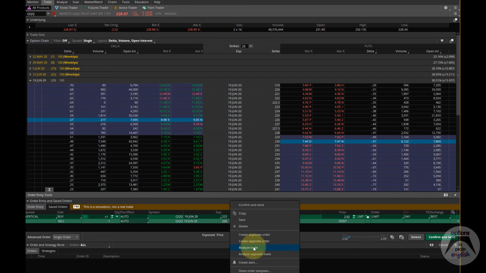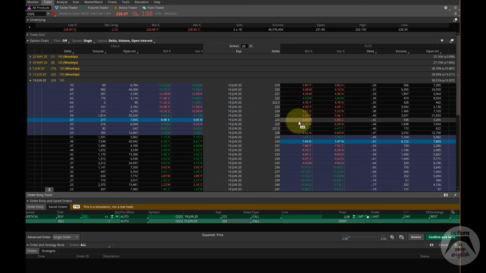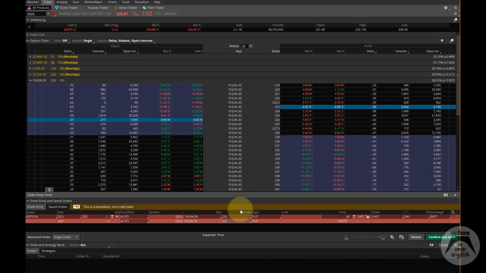Okay, and I'm going to be putting this aside for a while. I'm going to be doing the same trade, which is going to be now on the put side. I'm going to be doing the 226, selling the 226, 223 short put spread.